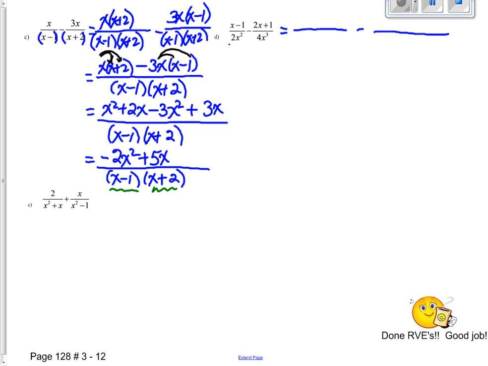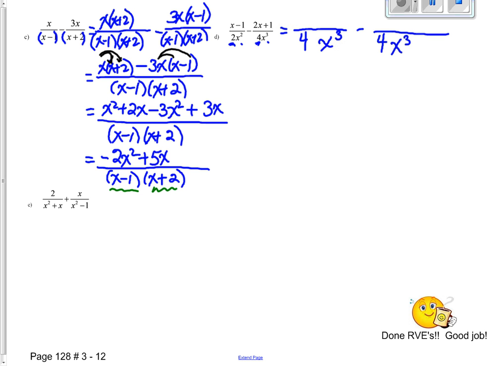So I have a 2 here and a 4 here. So my greatest common factor has to include a 4. I have x squared and x cubed. So my common denominator would be 4x cubed. So both of the old denominators will divide into my common denominator.